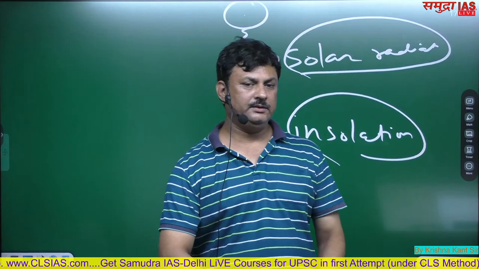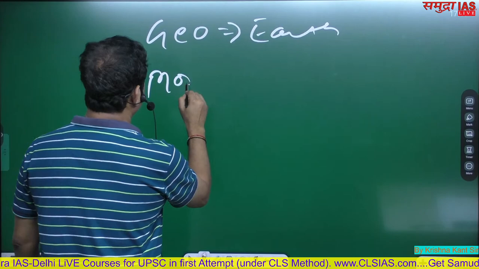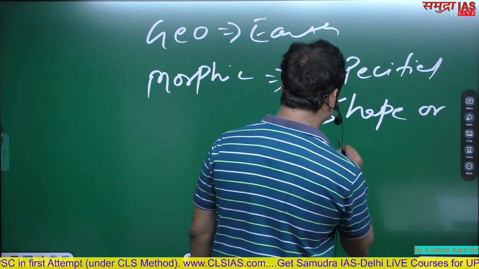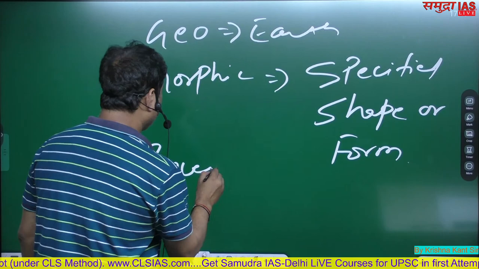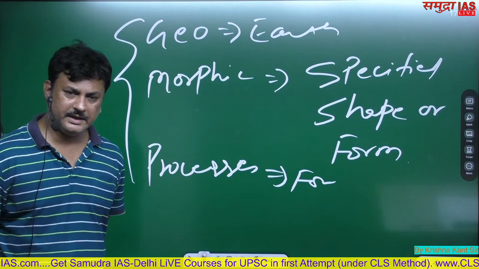So write down the first point. What is geo? Geo means Earth. Morphic means the specified shape or form. And the third is processes. Processes means the force. So first of all, write these three lines.